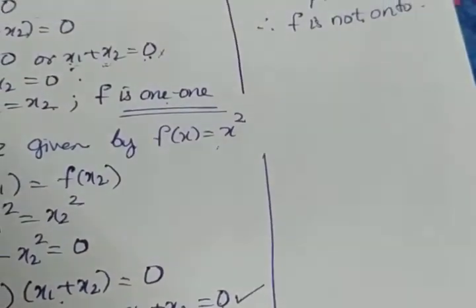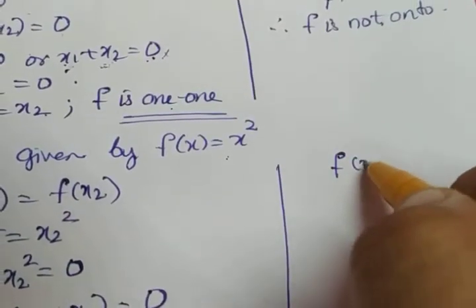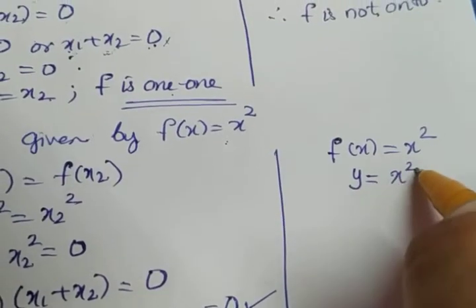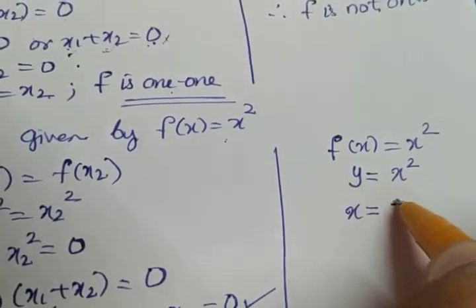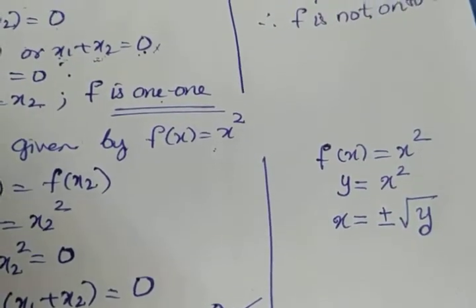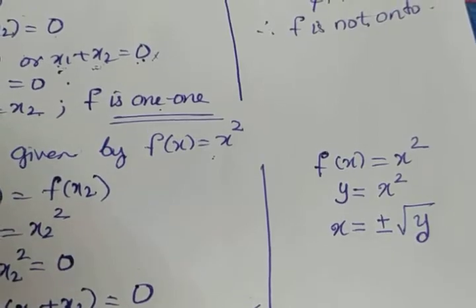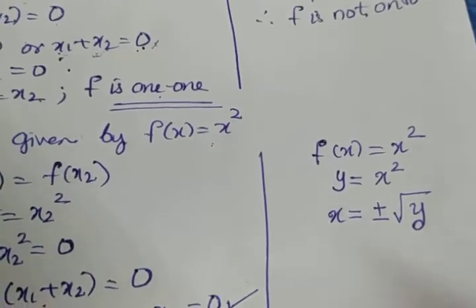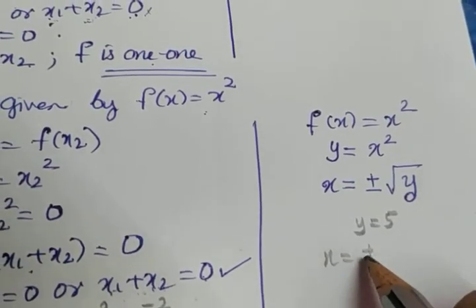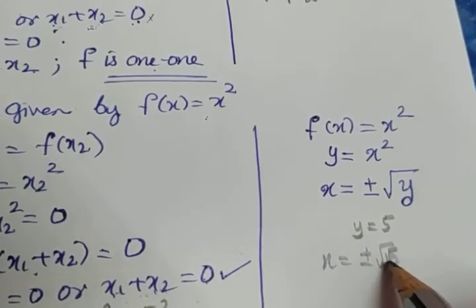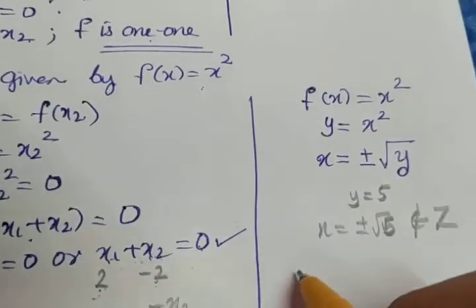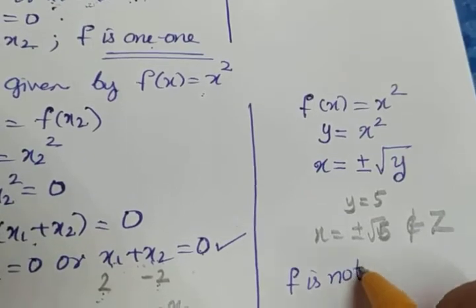Again we have to check whether f is onto or not. So in the same way we will take the function f of x equal to x square. We will replace it by y is equal to x square. So we are getting x as, here also, plus or minus square root of y. Again, what about root y? Will it be an integer always? No. There are cases, suppose y is taking the value 5. Then what will be x? x will be equal to plus or minus square root of 5, isn't it? Which is not an element of Z. So what is the conclusion? f is not onto.